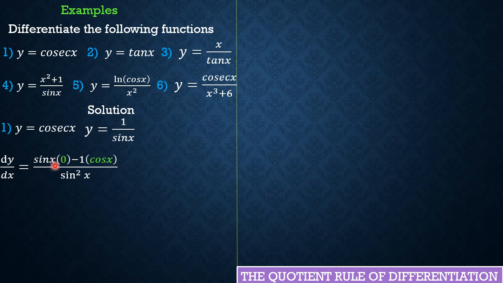Differentiating 1 gives us 0, minus top constant, the top is 1, we have minus top constant, differentiating the bottom, differentiating sine x gives us cosine of x. That's what we have here, all over the bottom squared. The bottom is sine x, so everything squared gives us sine x squared.